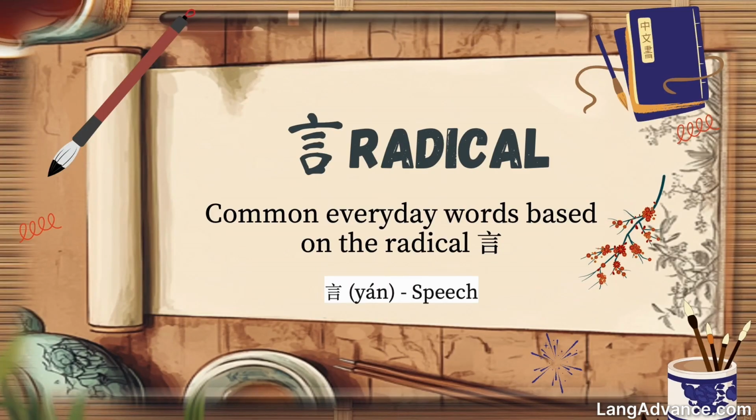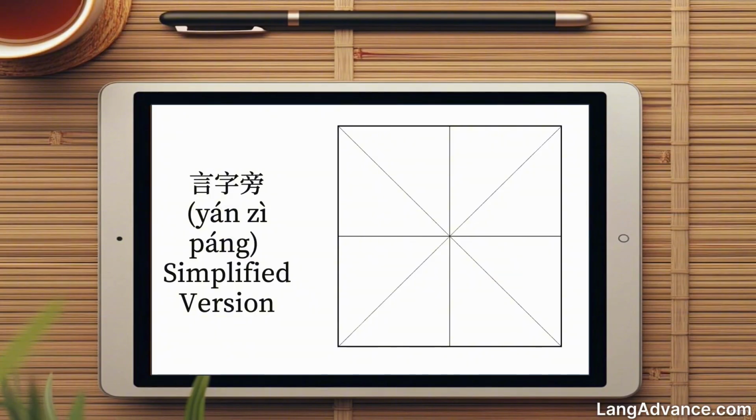Hi and welcome. Today, let's look at some common everyday words based on the radical yan, which is speech. Yan, it is translated to speech or words in English. It is used in many characters related to speaking, language, and communication.